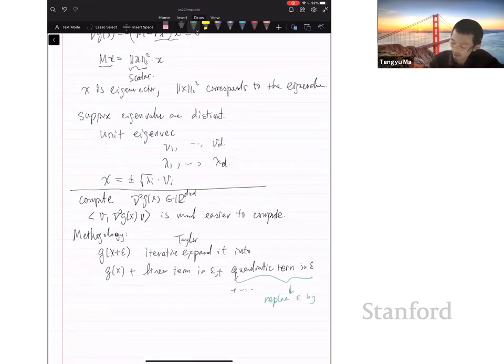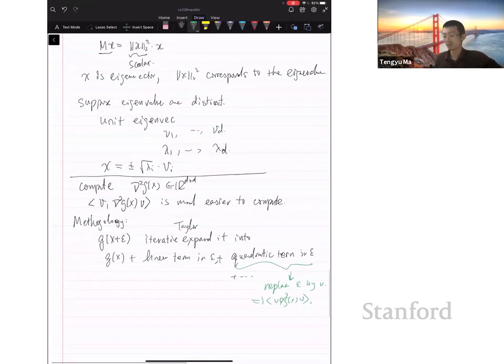And if you have this, then this basically corresponds, if you replace epsilon by v, then you get v dot the Hessian of g at x times v. I'm not sure whether this is too abstract when I say this, but if you didn't get exactly what I mean, just look at the homework 0 solutions. It's basically doing this. So this is a very simple way to compute the quadratic form over the Hessian, without writing the Hessian as a complex matrix or tensor.